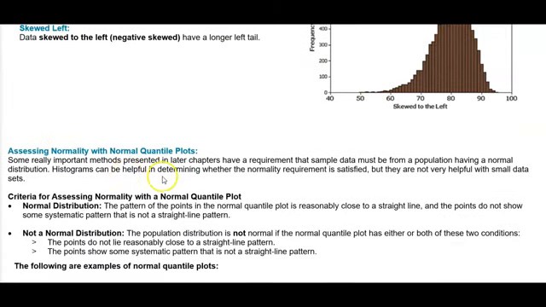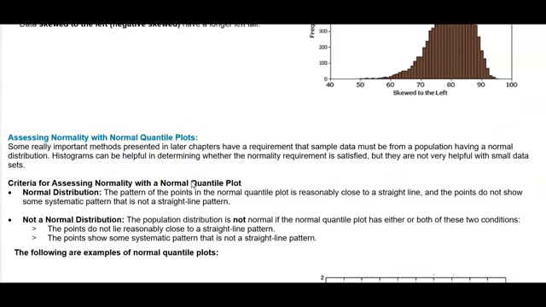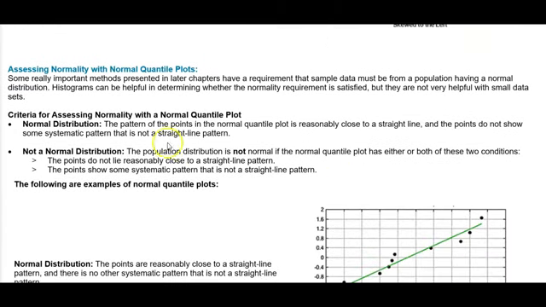Now, assessing normality with normal quantile plots. Some really important methods presented later on in the course have a requirement that sample data must be from a population having a normal distribution. Histograms can be helpful in determining whether the normality requirement is satisfied, but they are not very helpful with small data sets. Now, the criteria for assessing normality with a normal quantile plot: the population has a normal distribution if the pattern of the points in the normal quantile plot is reasonably close to a straight line, and the points do not show some systematic pattern that is not a straight line.